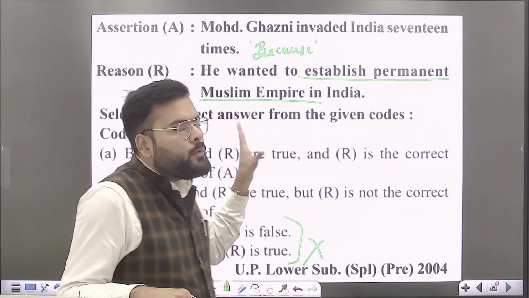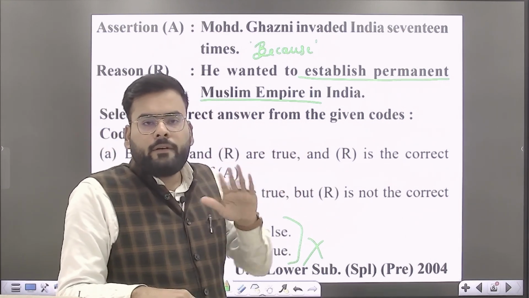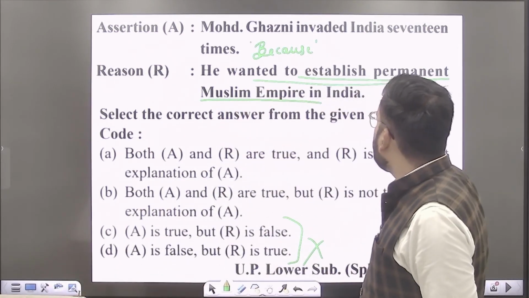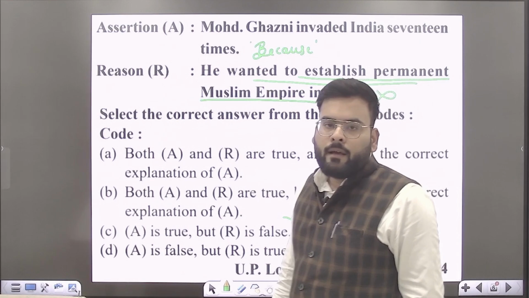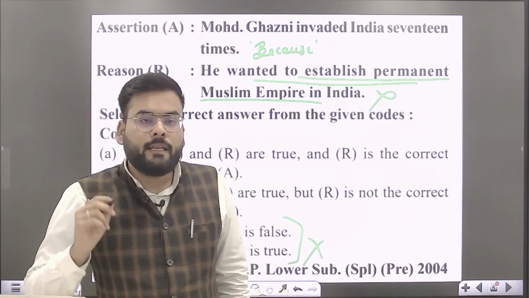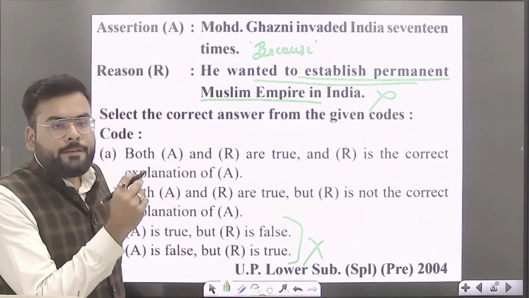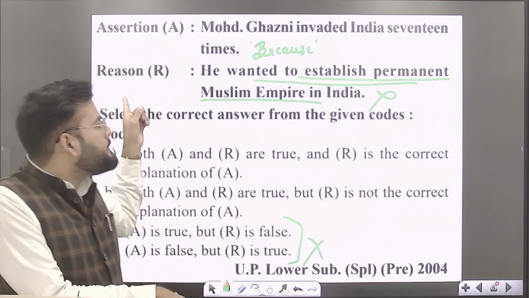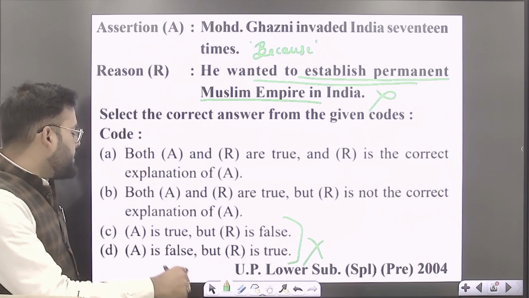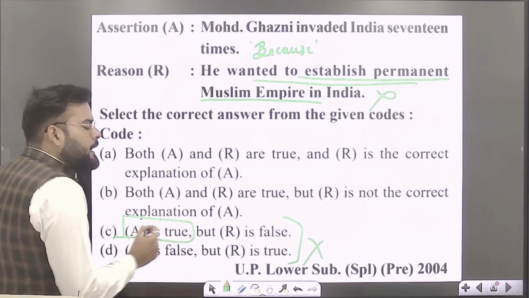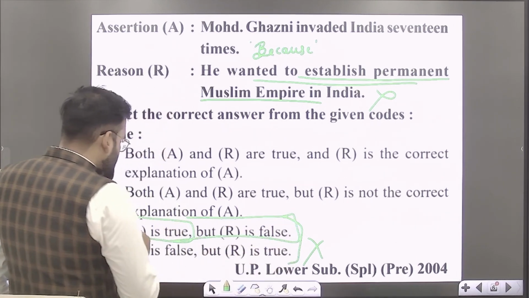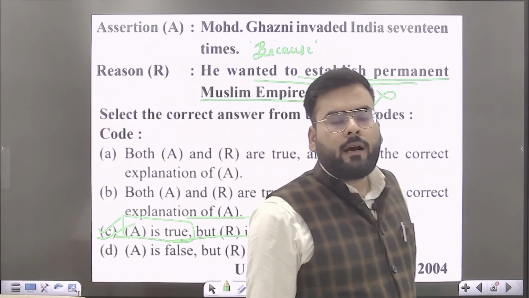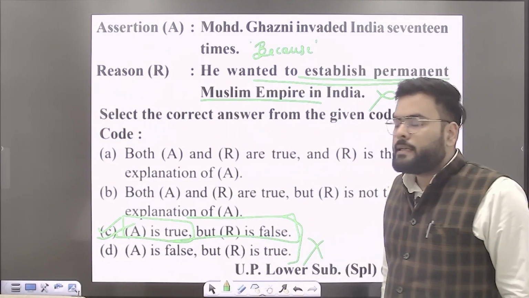He actually wanted to loot India and return to Ghazni. So this reason is factually incorrect. And as I said earlier, if either statement is factually incorrect, then you should take either C or D. Since the reason is not correct, the answer should be A is true, but R is false. So C is the answer here. I hope you got the point of how you can solve these questions in an easy way.